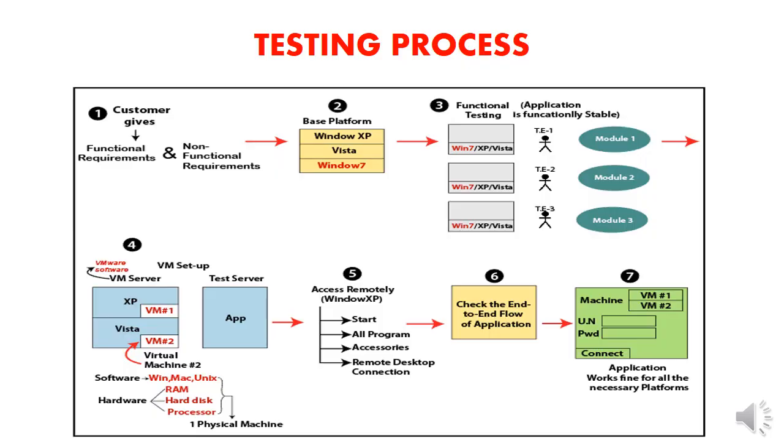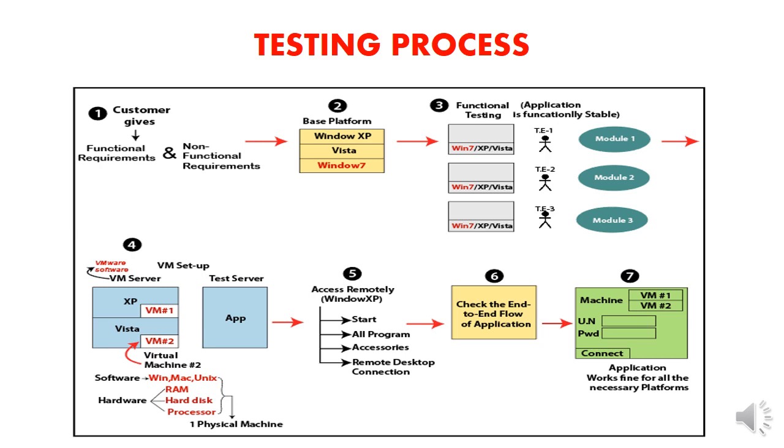How does the testing process take place? The customer gives the functional requirements and non-functional requirements. So the base platform is Windows XP, Vista, Windows 7. Functional testing is applicable once the modules, module 1, 3 and all, are functionally stable. Then it will be given to the software and hardware team, and we will have the test server for the application.